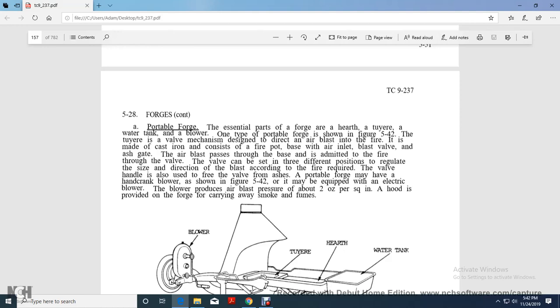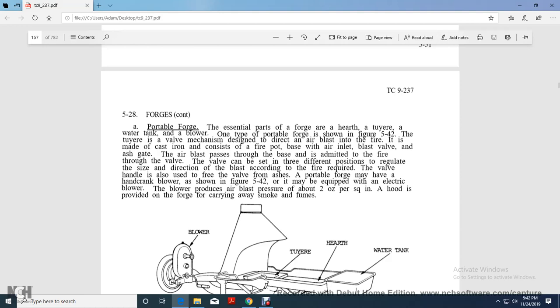The tuyere is a valve machine designed to direct the air blast into the fire. It is made of cast iron and consists of a fire pot base over the air inlet, a blast valve, and an ash gate. The air blast passes through the base and is admitted to the fire through the valve. The valve can be set in 3 different positions to regulate the direction of the blast according to the fire required. The valve handle is used to free the valve from ashes.